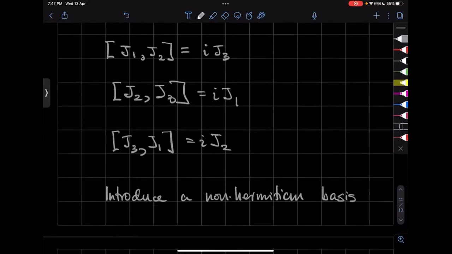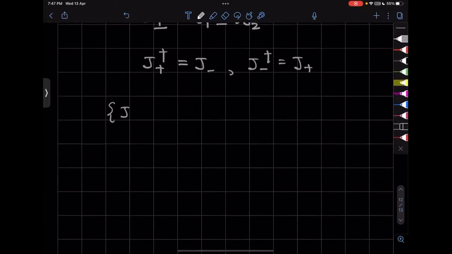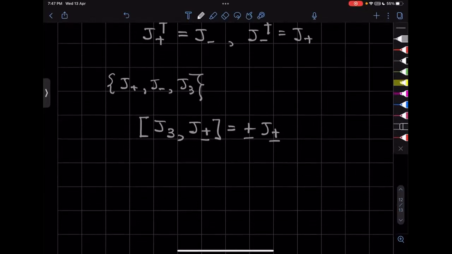Now, if we express these three commutation relationships in terms of J plus, J minus, and J3, then we get something like this. The commutator of J3 and J plus is plus J plus, and the commutator of J3 with J minus is minus J minus. And so there are two commutation relationships here, and then we also have the commutator of J plus and J minus, which is 2 J3. Okay?